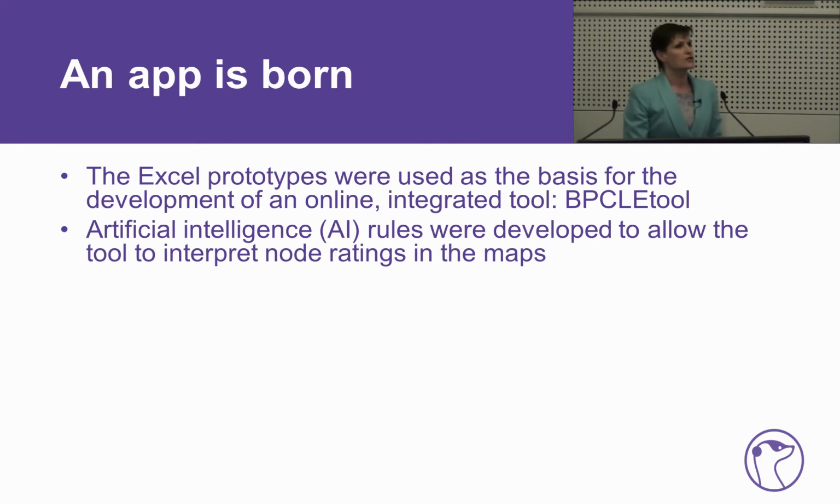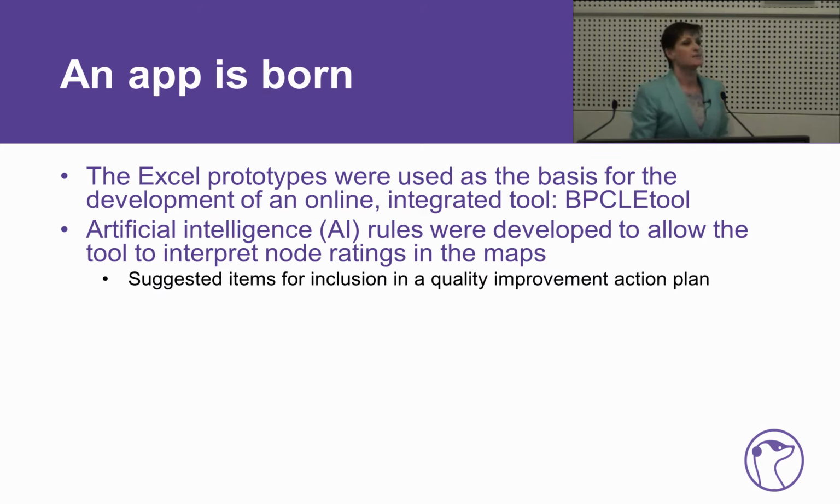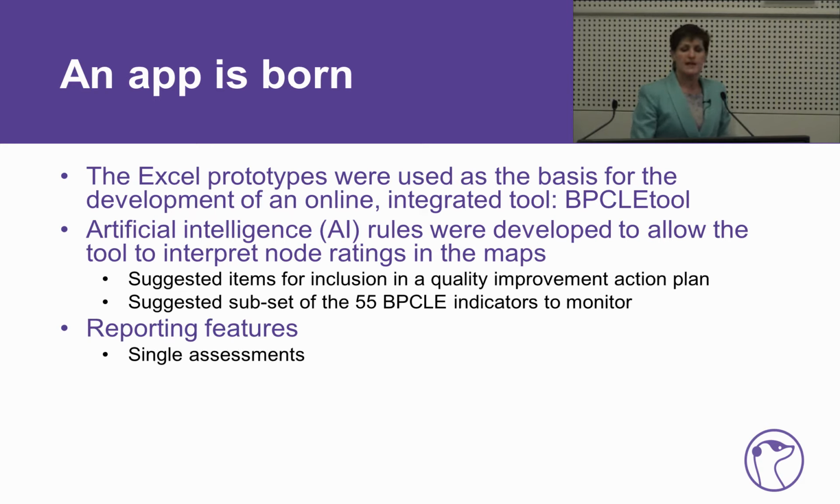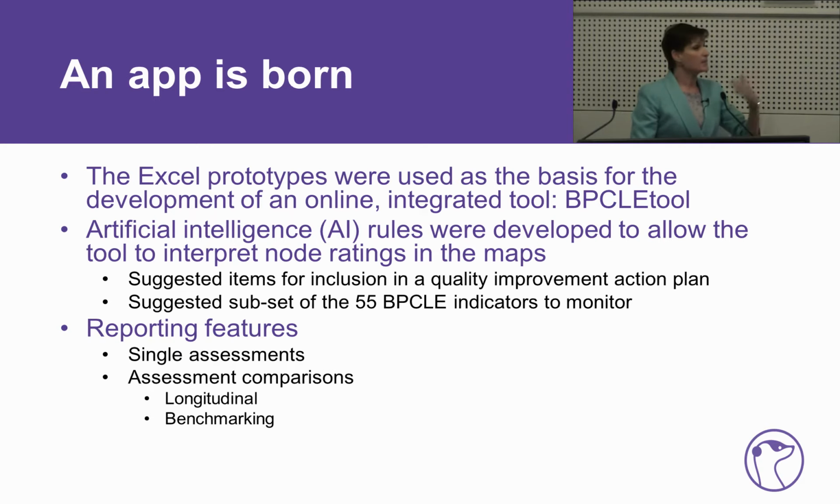We were able to introduce artificial intelligence into the tool to allow the tool to actually interpret those node ratings and review those, and then use that information to suggest items that you might like to include in an action plan, because this was a real hurdle people had, going from assessment into action planning. And it also suggested, Eureka, a subset of the 55 indicators that they might like to monitor based on where the problem areas were in the maps. We were also able to introduce reporting features, including single assessment reports and then comparisons, longitudinal comparisons over time, or horizontal comparisons across an organization.